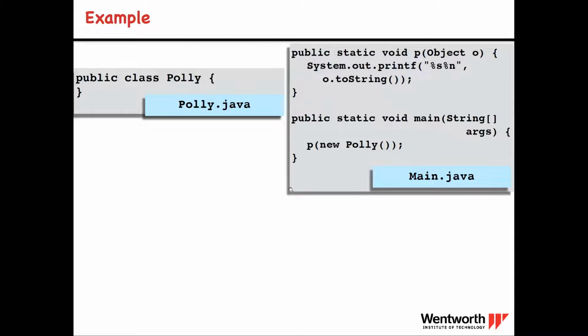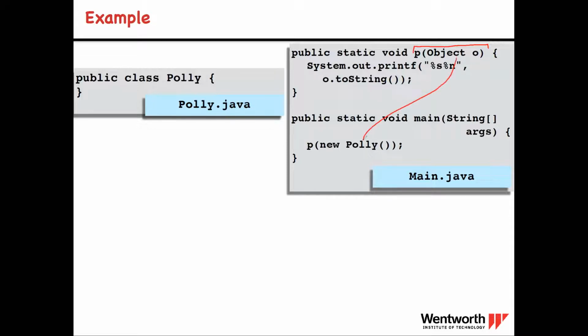We have two classes here. We've got Poly, and we just have some main class. The main class here calls this method P, and in that method, it creates a new Poly. So this creates a new object. In here, there's no constructor, so it's just an empty constructor. Notice what P takes. P takes an Object. Well, what is Poly? Poly is an Object. Everything is a subtype of Object. So this will work fine.